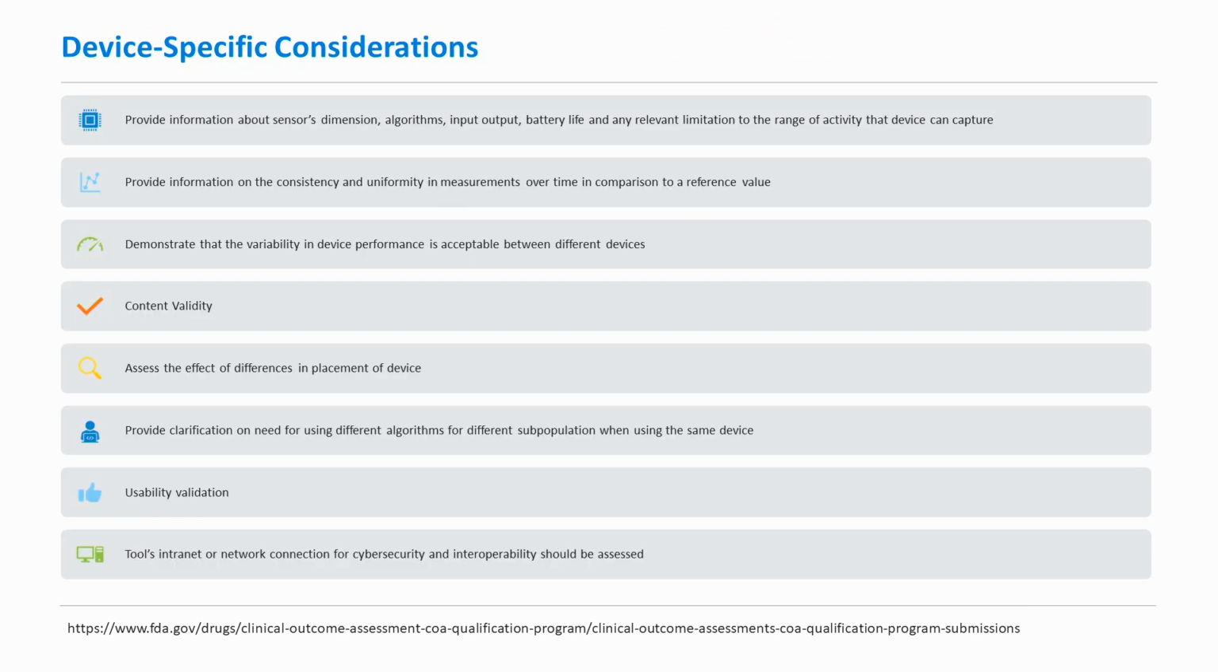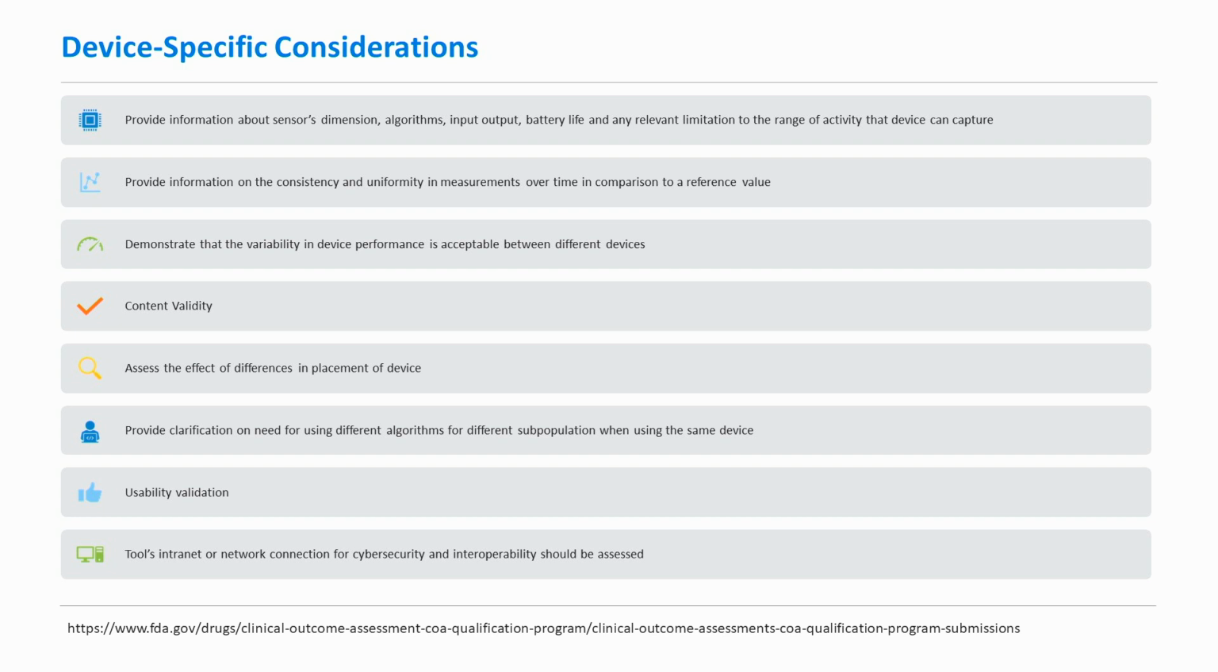We also identified various device-specific considerations provided in the feedback. Some of the most common ones being information about sensors' dimensions, algorithms, input, output, battery life, and any relevant limitation when it comes to the range of activity these devices are capable of measuring. There was also a request for information on consistency and uniformity of the measurements over time in comparison to the reference value. Another important consideration was demonstration of inter-device variability being acceptable.